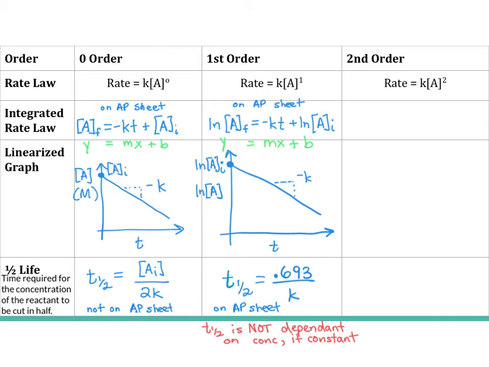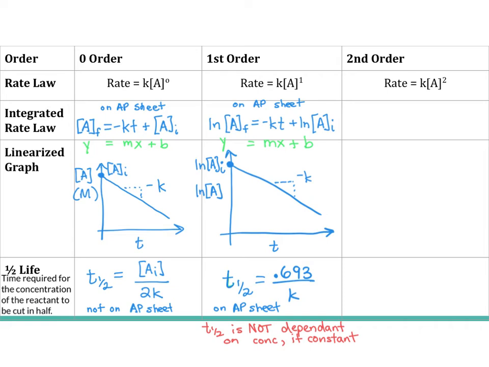So if you start with 10 molar of something and the half-life is 60 seconds, in 60 seconds the concentration will go from 10 to 5. If another 60 seconds pass, the concentration will go from 5 to 2.5. If another 60 seconds passes, the concentration will go from 2.5 to 1.75. So even as the concentration changes, the half-life actually stays the same.